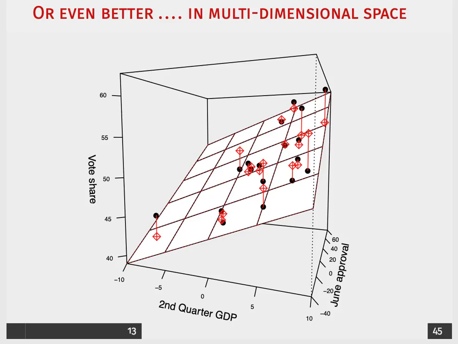So again, we're trying to estimate something that looks more like this, where we have two variables, our second quarter GDP growth and June approval. And again, we have observed values for both of those covariates. We also have observed values for vote share. And what we're trying to do is create a line that goes through both of these dimensions and minimizes the squared error between what we observe and that estimated linear hyperplane.